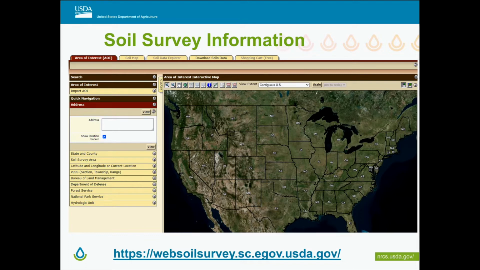Right over here, we could do a live demo if we have time or you guys are interested later, this is how you navigate to where you want. If you're fancy and you have a shapefile of your property, you could import that. Otherwise you can put in your address, navigate by state and county, or use a latitude and longitude. There are many ways to get to where you want to look. So if you're at all curious about soils information, I really would suggest that you start here.